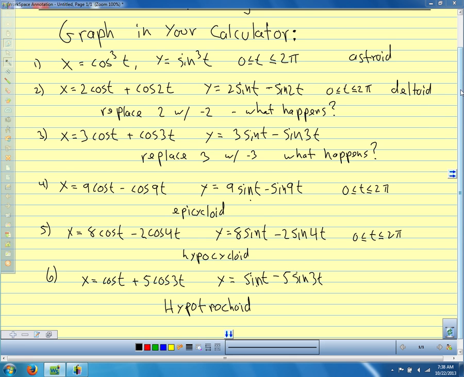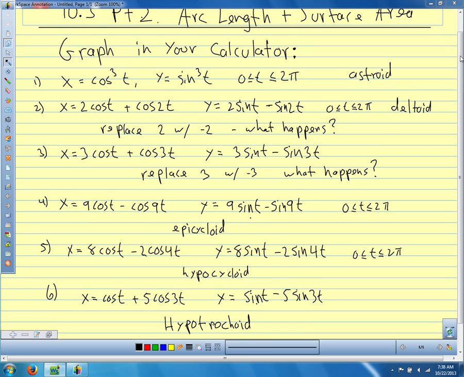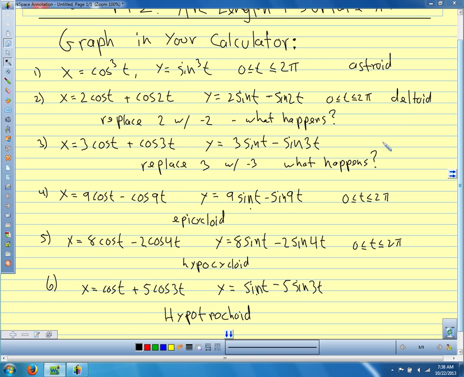All right, so we are, just to scroll up here, in section 10.3, part 2. We're going to talk about arc length and surface area with parametric equations. Hypotrochoids, that's how you pronounce it. All right, so everybody got all of these nice parametric equations graphed?